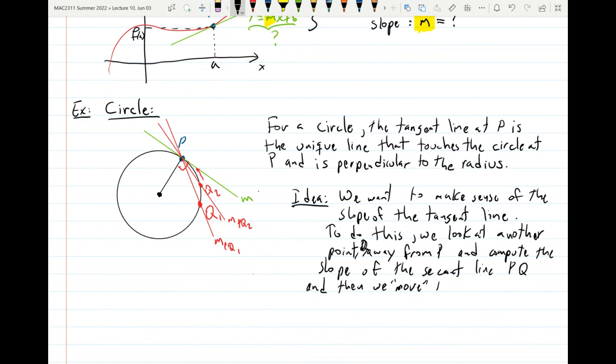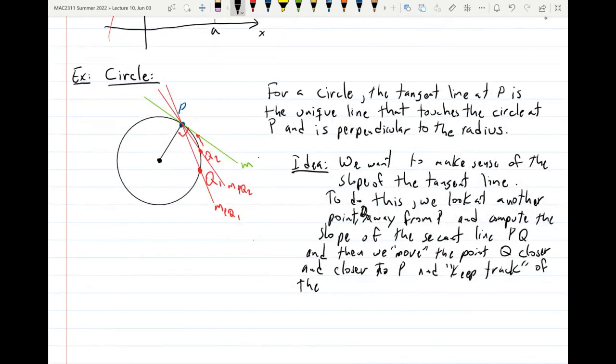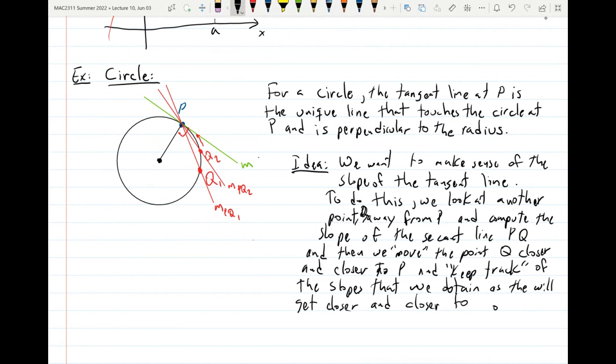we move this point Q closer and closer to P, and keep track, and put all of this in quotation marks, so we're going to make sense of this now more formally, and keep track of the different slopes, so of the slopes that we obtain as they will get closer and closer to our slope M.